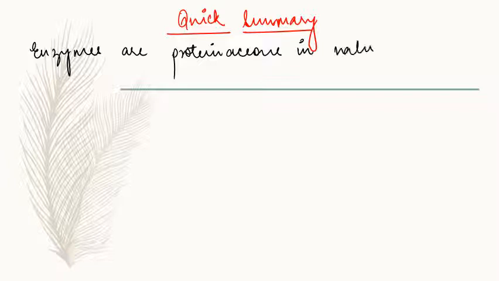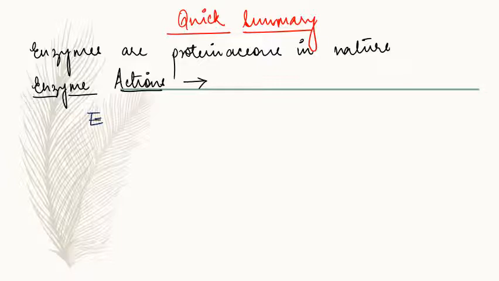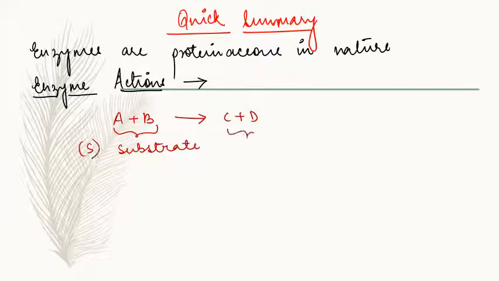Enzymes are proteinaceous in nature, right? So if we move on to the enzyme action, what can we see? Whenever an enzyme is present, it will bind. Let me give an example of a reaction here. Suppose this is a reaction A plus B changes to C plus D, and this part I am calling the substrate S, and this part is your product, which is defined by P.